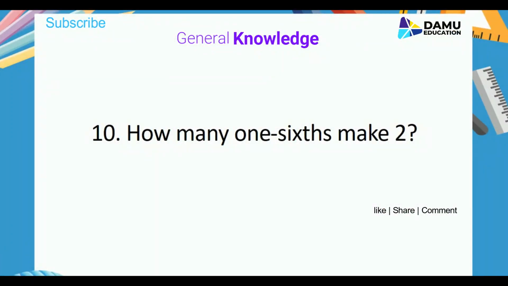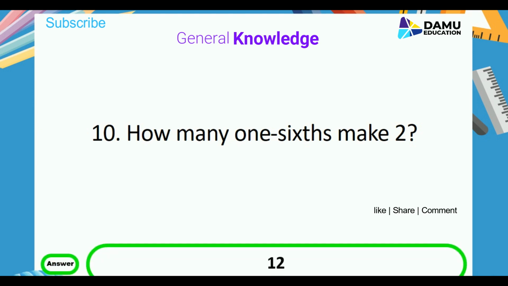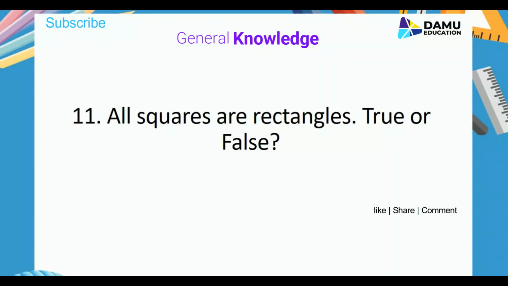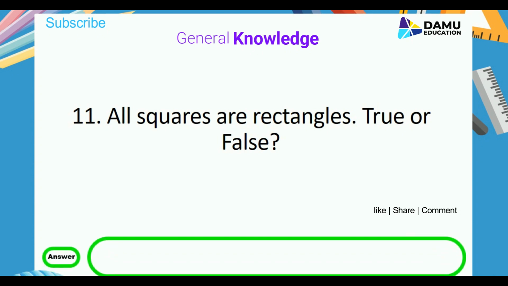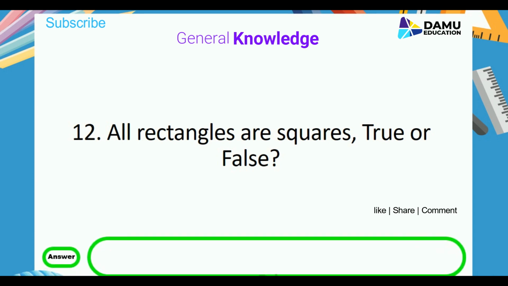How many 1/6 make 2? Answer is 12. 1/6 make 2. 1 by 6, so 12 by 6 we will get 2. All squares are rectangles, true or false? Answer is true. All squares are rectangles. All rectangles are squares, true or false? Answer is false.